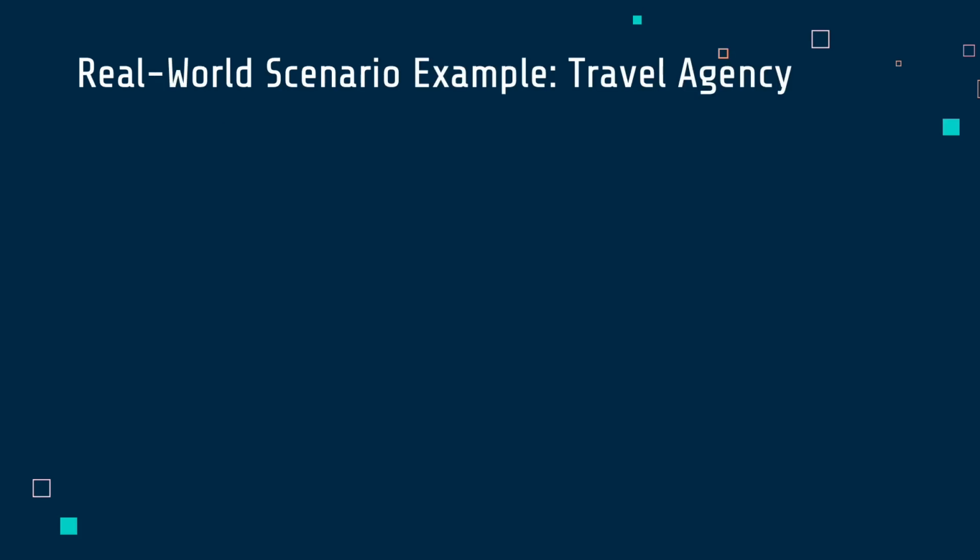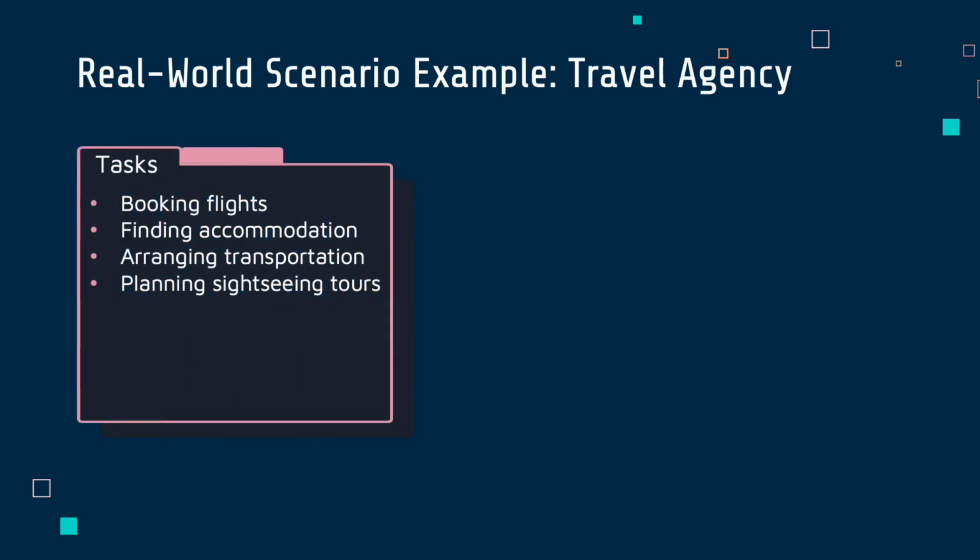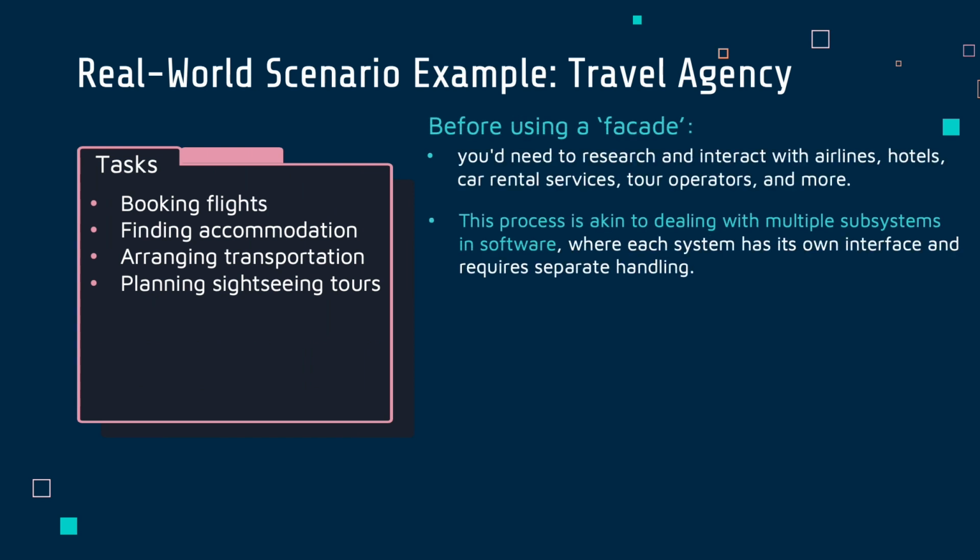Now, I'll give you a real-world scenario example. Imagine planning a vacation. There are numerous tasks involved: booking flights, finding accommodation, arranging transportation, and planning sightseeing tours. Each of these tasks involves interacting with different systems and vendors, which can be complex and time-consuming. If you were to manage your vacation planning independently, you would need to research and interact with airlines, hotels, car rental services, tour operators, and more.